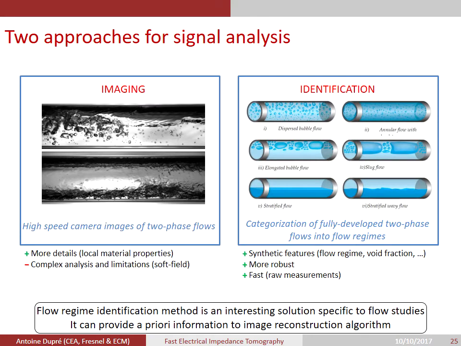There are two approaches for that. The first one is the imaging approach, where we aim at reconstructing the detailed image of the local material properties. That's like taking a video. However, the analysis is more complex and there are limitations because we have a soft-field tomography sensor.